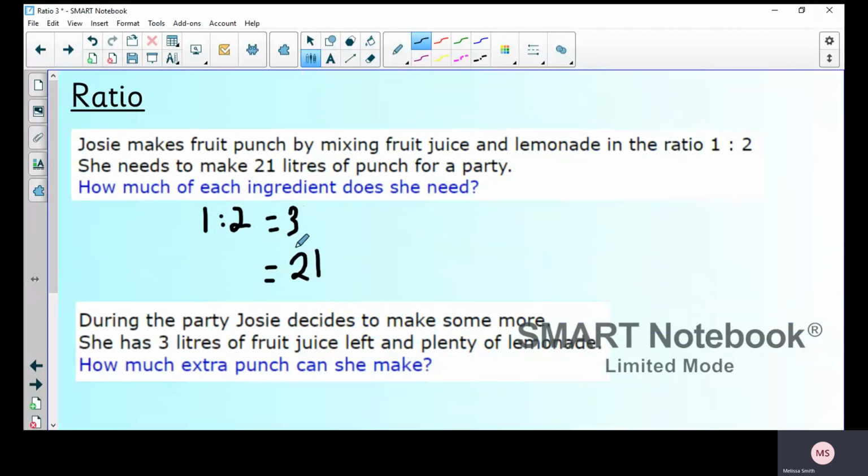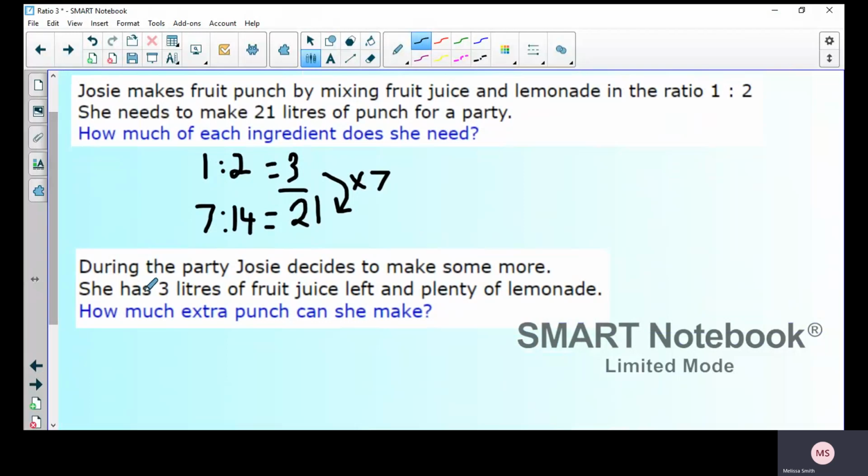We do that this time by saying, well, if this ratio gives us 3 litres and we want 21 litres, what is 21 divided by 3? How many times does 3 go into 21? Well, that's 7. So we multiply each ratio by 7. 1 times 7 is 7. 2 times 7 is 14. Add them together, and that's 21. So that means that it is 7 litres of fruit juice to 14 litres of lemonade.